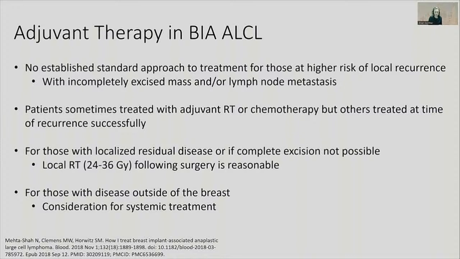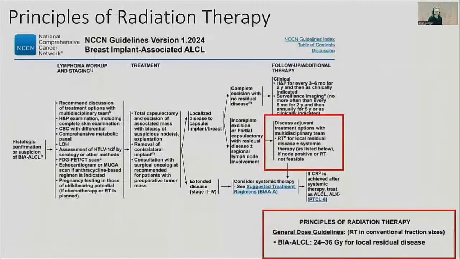For those with localized residual disease, or if there is incomplete excision, local radiation following surgery is reasonable, and the doses that we typically employ are in the range of 24 to 36 gray. For those with disease outside of the breast, there's often consideration for systemic treatment. The most recent version of the NCCN guidelines gives us some additional guidance in terms of which of the multimodality therapies to employ for breast implant-associated ALCL.